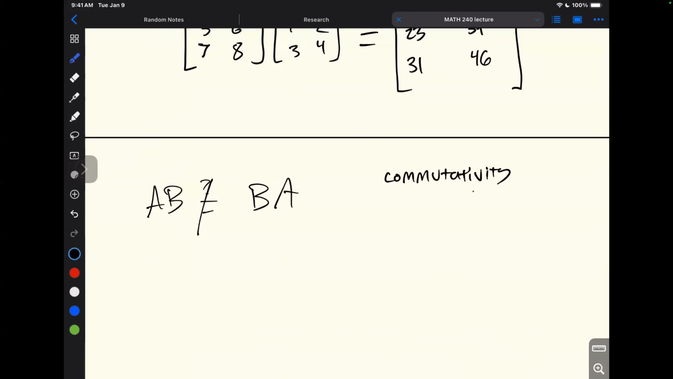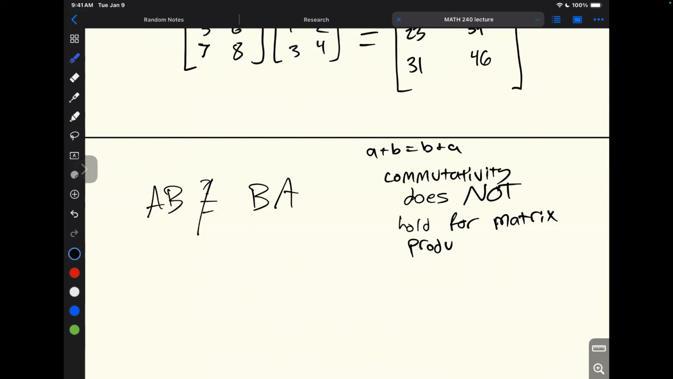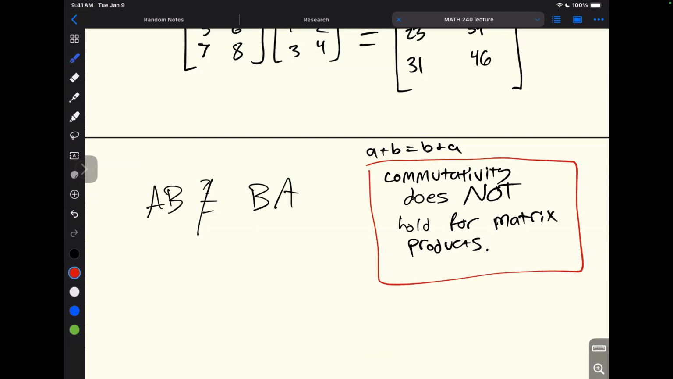Wait, is commutativity the right word? I think it is. Hold on, let me go back to the properties. Yeah, commutative is like A plus B is equal to B plus A. So commutativity does not hold for matrix products.